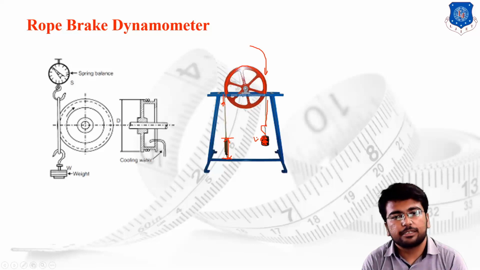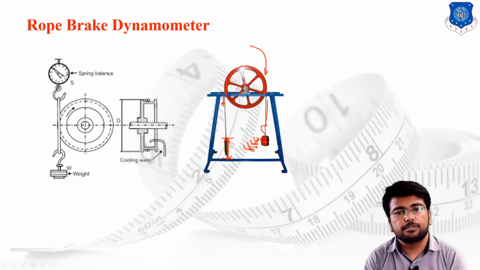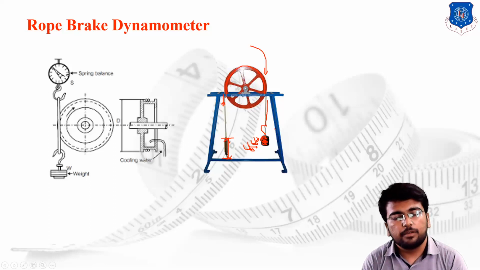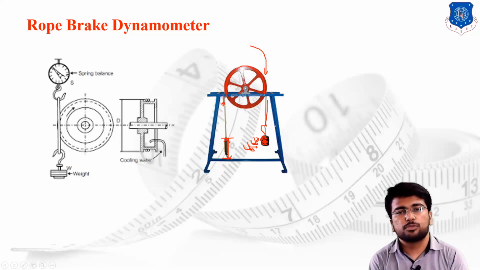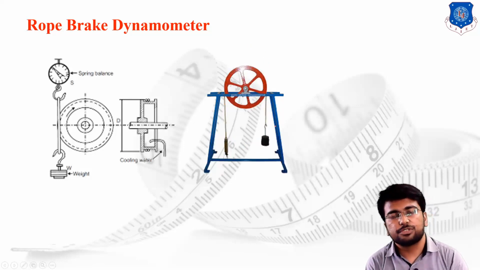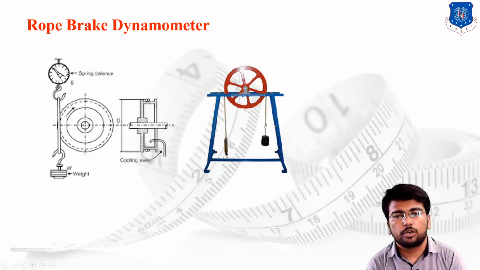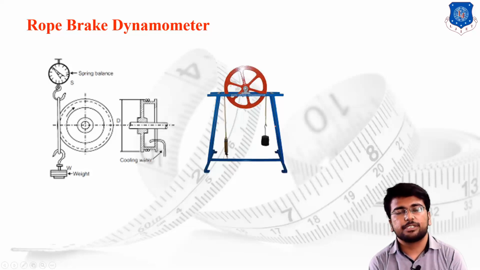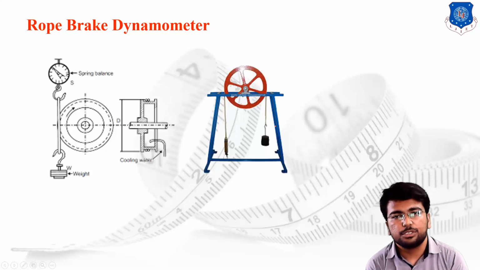we start to increase the weight over here, and as we increase the weight, the speed of the wheel will be reduced step by step, and at some point it will be reduced to 0. Once it is reduced to 0, we simply calculate the weight applied at the end of the hook, we calculate the torque, and we calculate the rotational power, or we can say the shaft power, which is available at the end of the engine shaft.